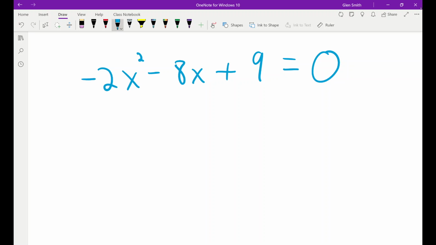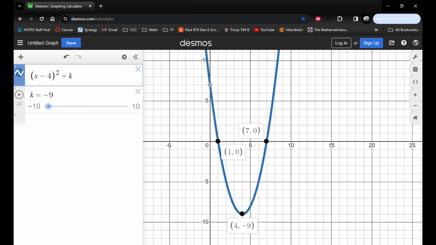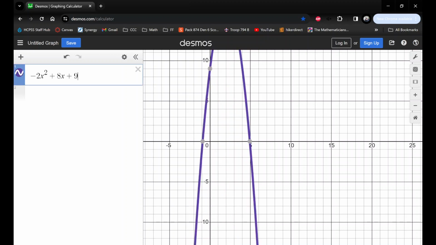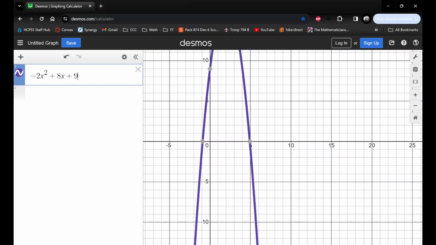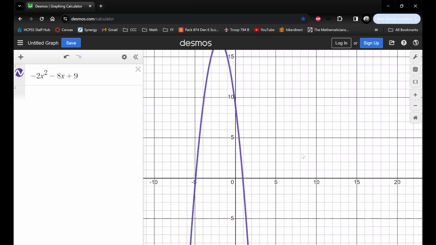All right. Well, it turns out that if you take a quadratic equation, let's graph the one we have. Negative 2x squared minus 8x plus 9. Let me make sure I'm working with the same one. Okay, let's go back and change that. Minus 8x plus 9. All right, it looks like that.